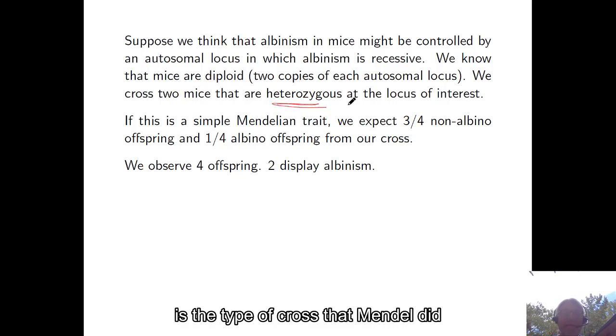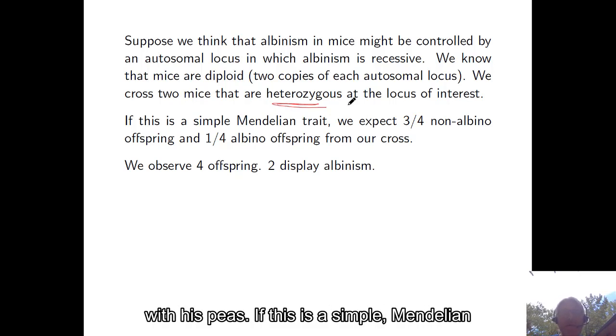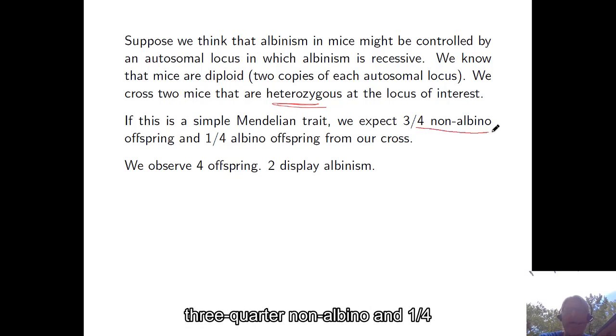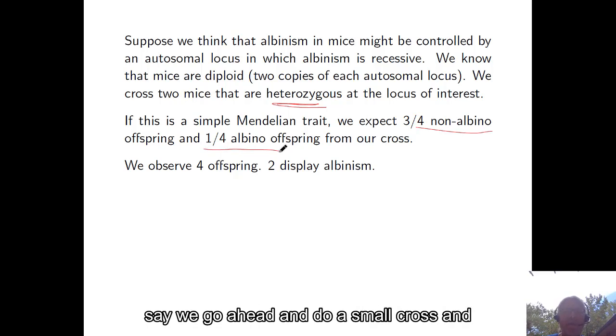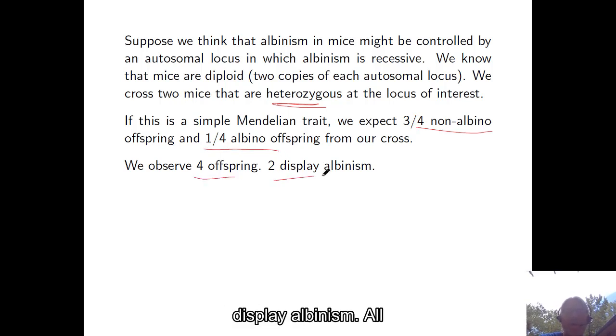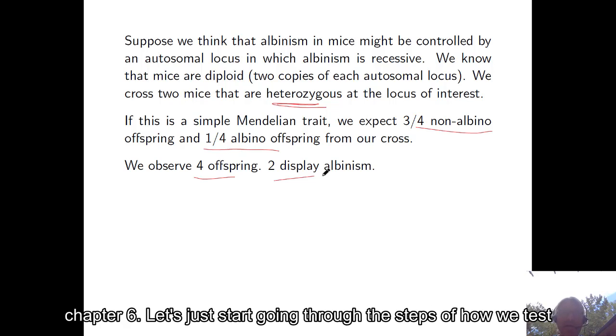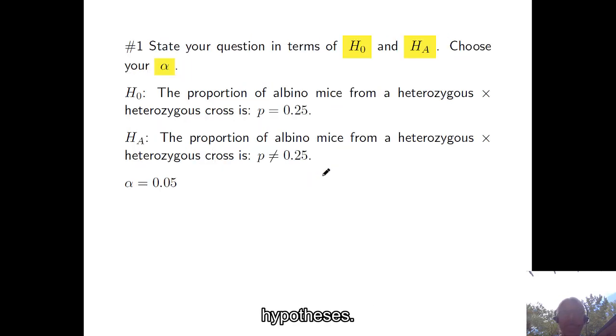This is the type of cross that Mendel did with his peas. If this is a simple Mendelian trait, we'd expect 3/4 non-albino and 1/4 albino from our cross. Let's say we do a small cross and get 4 offspring, and 2 of them display albinism. This should feel pretty similar to the examples of hypothesis testing that we were looking at in chapter 6. So let's start going through the steps of how we test hypotheses.